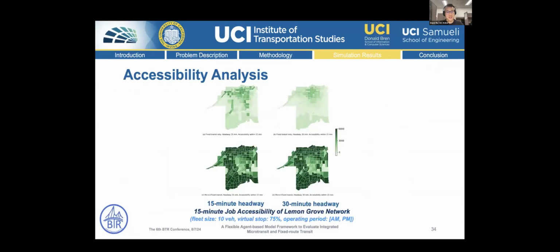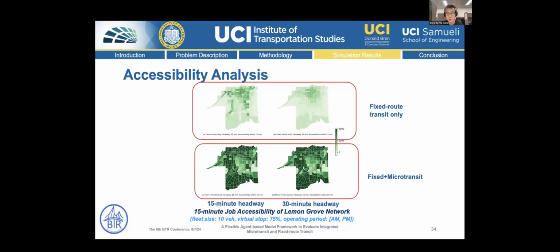And then this is the accessibility plot for the whole region. In a region like Lemon Grove, they have a not very convenient transit system. If we introduce microtransit, the accessibility in our data will triple. So it will be greatly increased if you deploy microtransit in a relatively transit-poor area. Fixed route only, fixed plus micro.